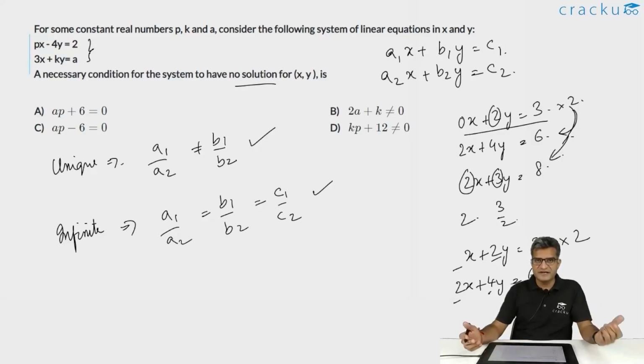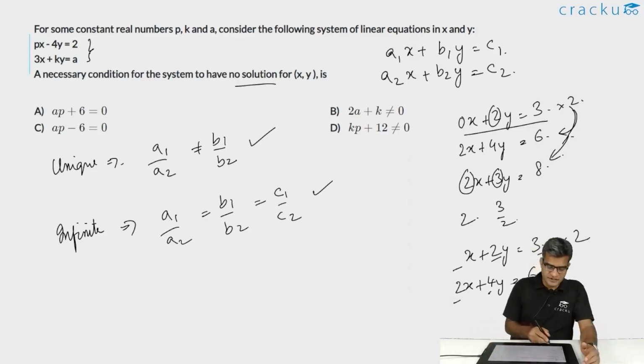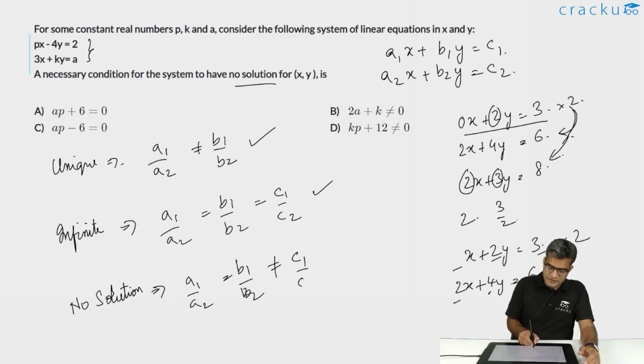We are saying that for any value of x, we can find a value of y such that this equation is satisfied. When does this system of equations have no solution? This system of equations will have no solution if a1 by a2 is equal to b1 by b2, but this is not equal to c1 by c2.